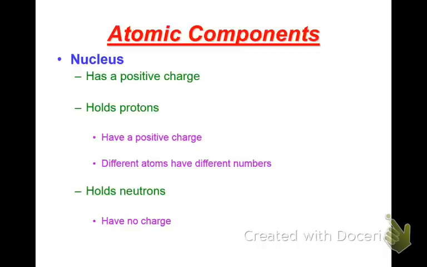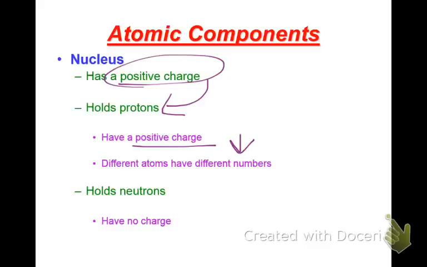The nucleus, as I just said, has a positive charge. The positive charge is because of the protons. The protons are positively charged, and they're different for each atom. They have different numbers, meaning that each atom will have a different number of protons. So a carbon atom will have a different number of protons from a nitrogen atom. And that's what gives each atom its individuality, in the sense of what makes each atom different. The nucleus also holds neutrons. Neutrons have no charge.